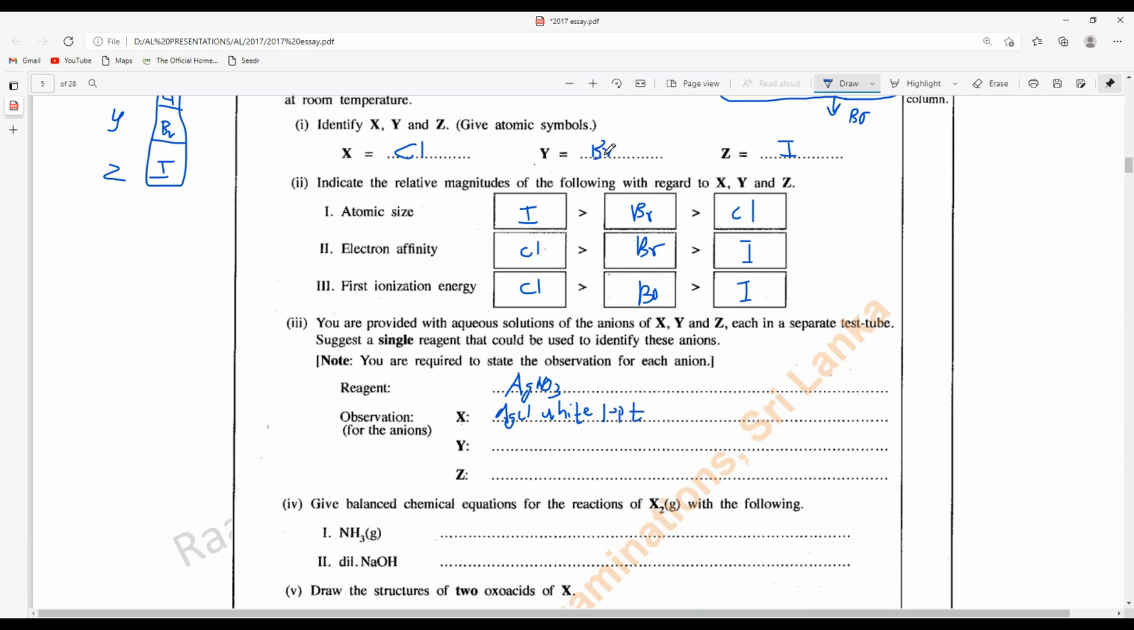And you can identify Y and Z. This would be AgBr, which is a light yellow precipitate, right? So this is light yellow. And finally, AgI would be dark yellow. So don't forget, this is dark yellow AgI.